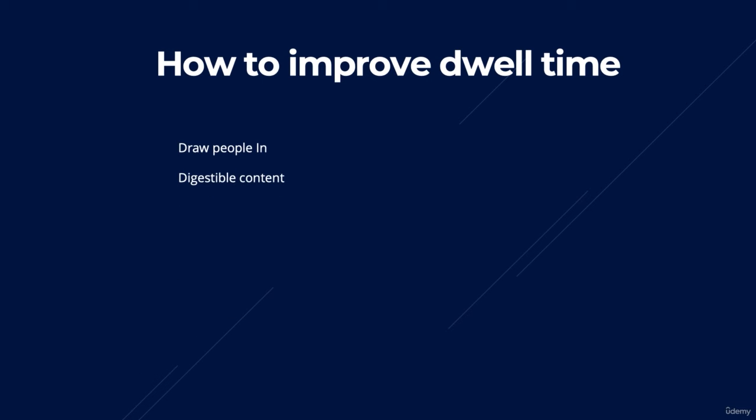Number 2, digestible content. That means using shorter sentences, writing in shorter, less complex paragraphs, using content chunking techniques such as headings and lists, and making sure your content is skimmable. Remember, people don't read a web page as they would read a book. They're far more likely to skim through your content and find the bits which interest them the most. By focusing on creating digestible content, you can make your content easier to read and therefore more appealing, leading to an increased dwell time.